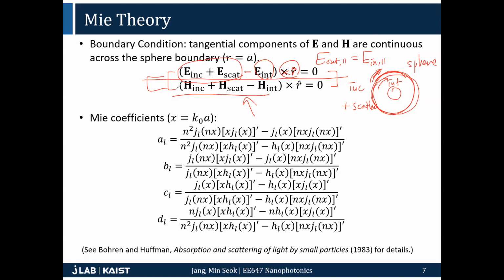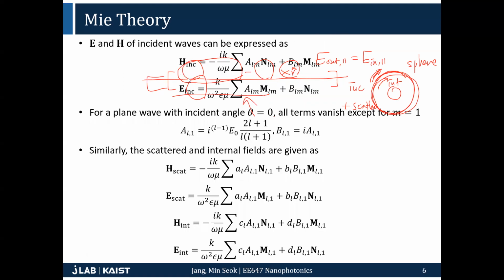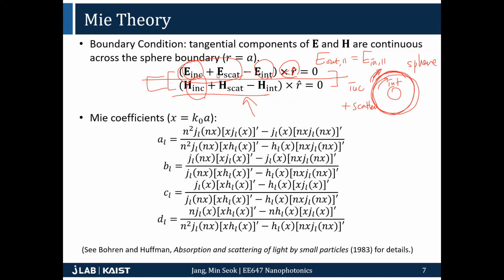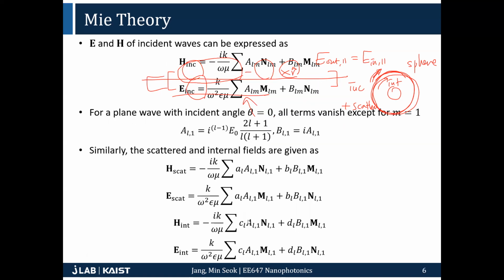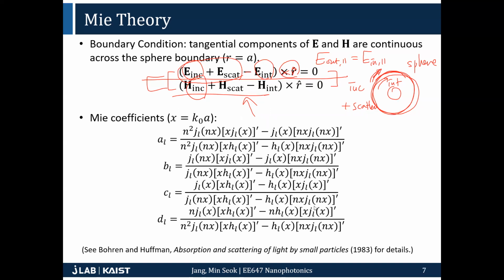And we know how the incident wave can be expressed. We know the exact series solution of the incident wave, and we know the boundary conditions. By doing so, we can determine the coefficients. So A_l, B_l, C_l, D_l are the components of the scattered wave and the internal wave, and that can be written like this.